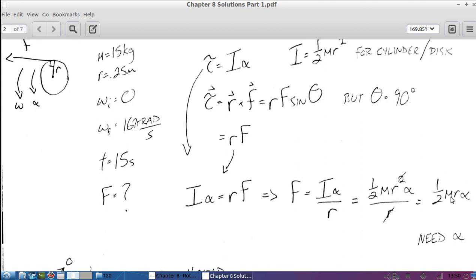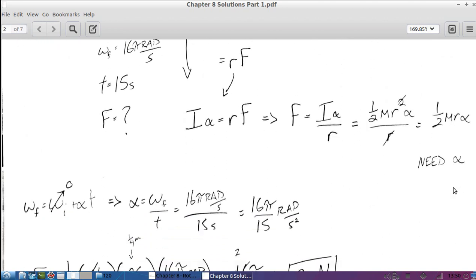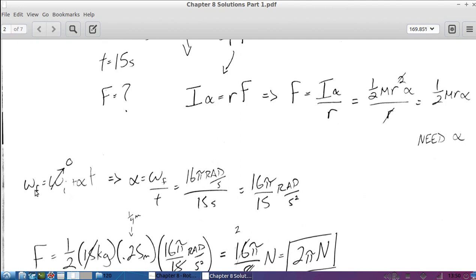I know the mass of the wheel. I know the radius of the wheel. I need alpha. That's why we were given all these rotational kinematics quantities, the change in angular velocity and the time. I'm going to use these to calculate alpha, so that I can determine the tangential force. So I'm going to use omega final is omega initial plus alpha t. Solve this for alpha. Substitute.